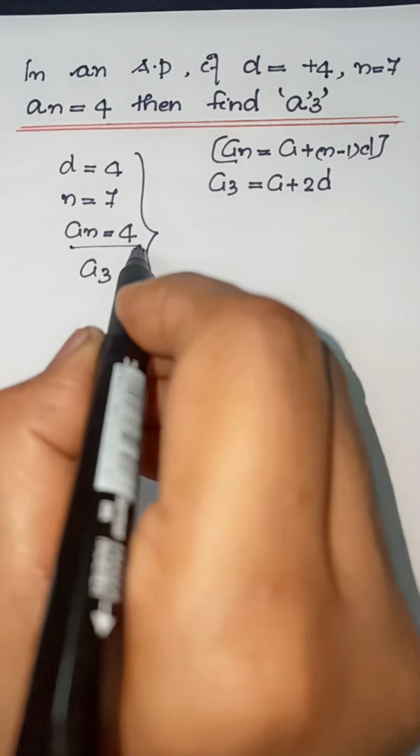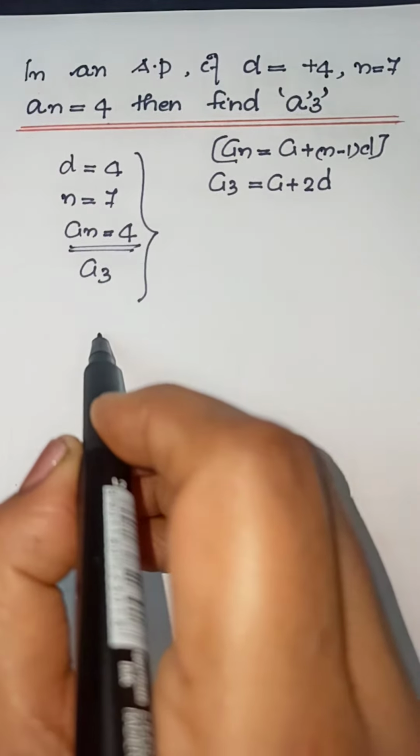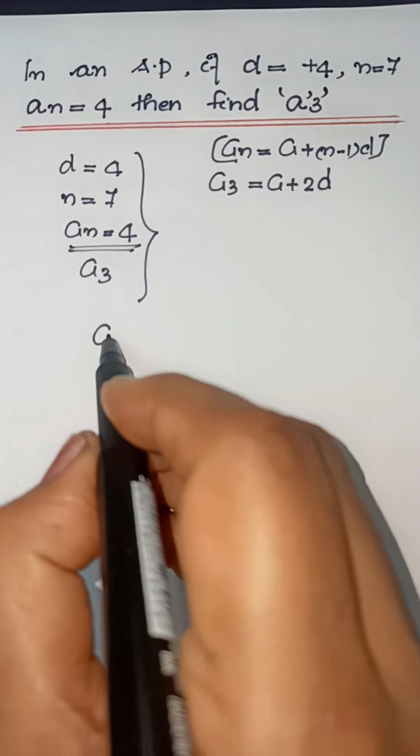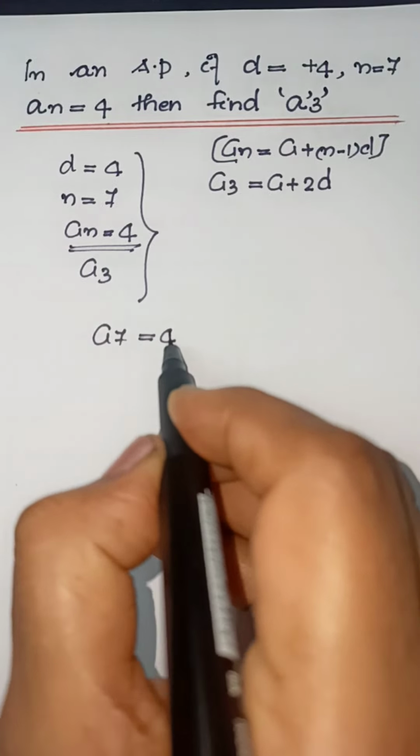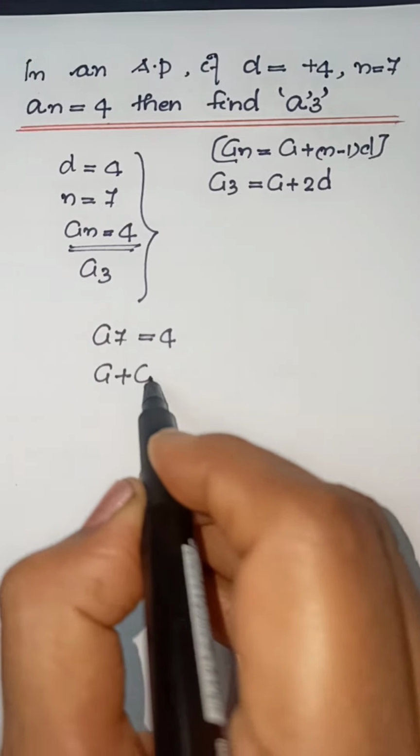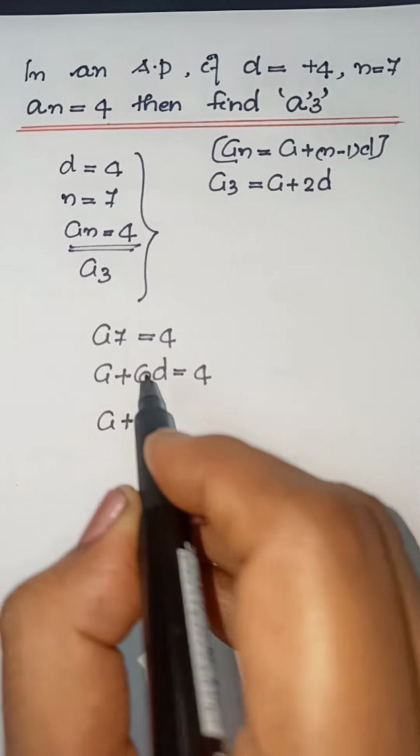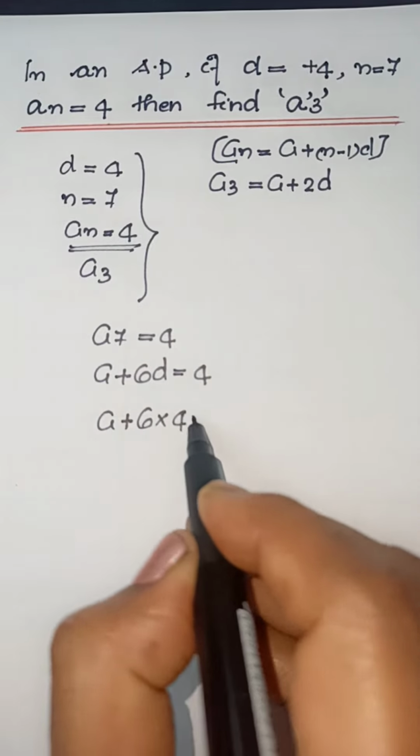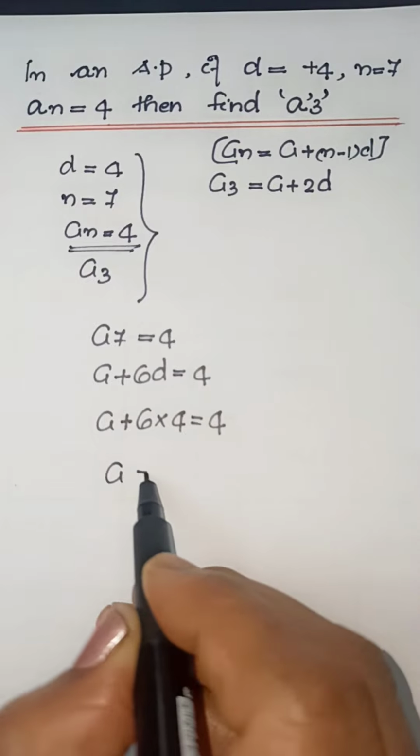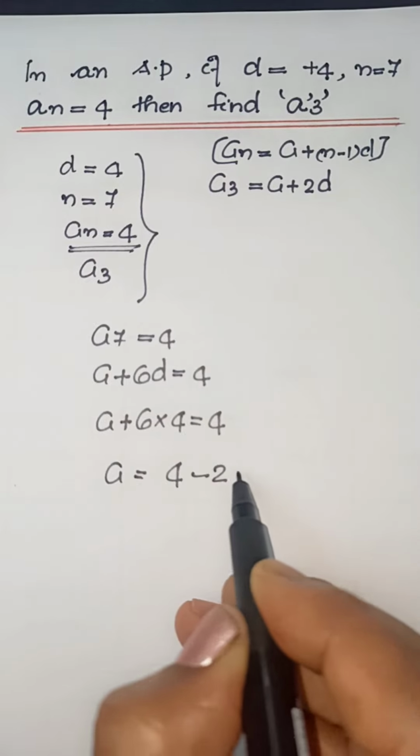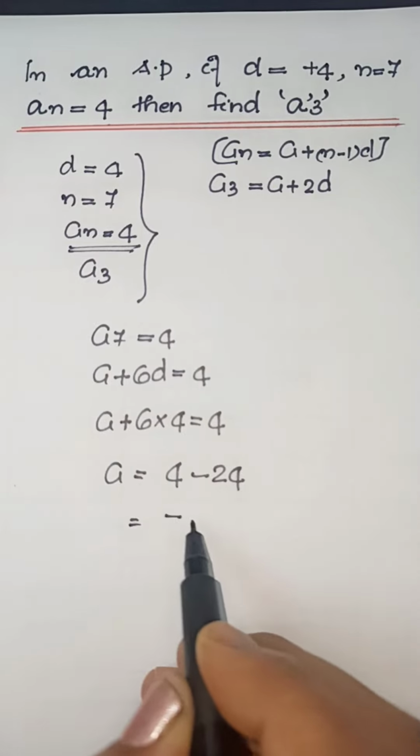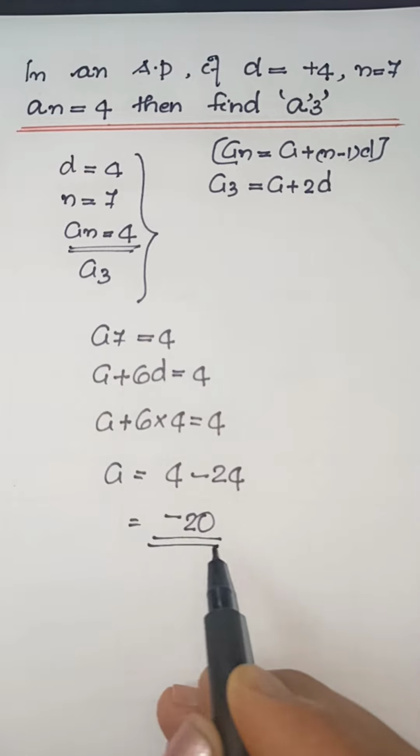So we know that n is 7, that is a7 equal to 4, that is a plus 6d equal to 4. So a plus 6 into d, 6 into 4, equal to 4. a equal to 4 minus 24, that is minus 20. a equal to minus 20.